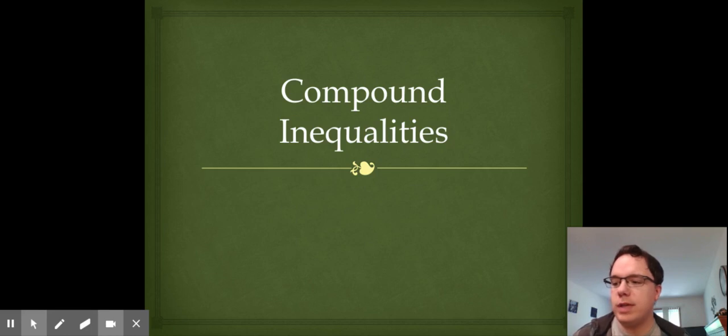This lesson is for Algebra 2 and our first unit of reminding ourselves what we did in Algebra 1. So we've talked about equations, and then we talked about inequalities, and inequalities last time had only one symbol. Today we're going to talk about compound inequalities, which have two inequality symbols in them.